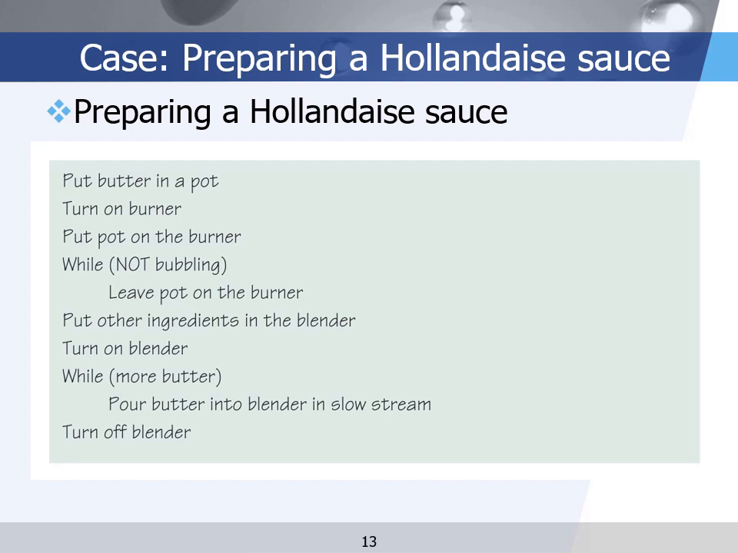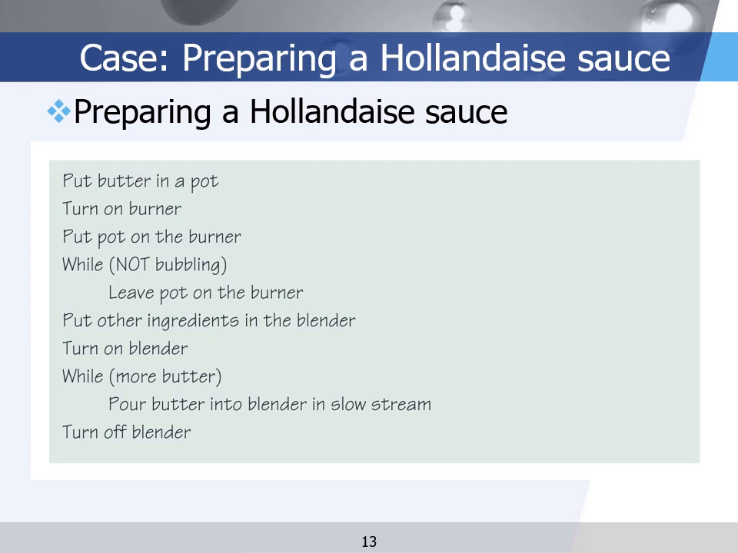The third step is to put the pot on the burner. And then this step is different: while not bubbling, you leave the pot on the burner. So this is like a loop. This is not just a one-step execution. So you have to wait until it's bubbling.